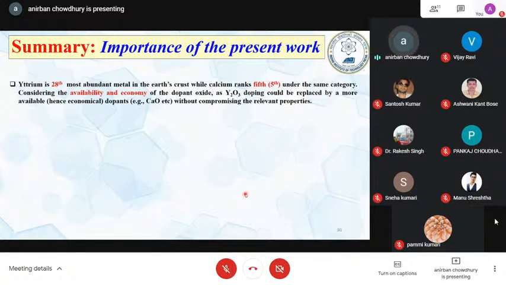First thing first is the yttrium. So when you have yttria, yttria stabilized zirconia, yttrium is the 28th most abundant metal on Earth's crust. Calcium is the fifth in the same category. So when you replace yttrium or yttria with calcia, there's a remarkable saving on the economy and of course availability.